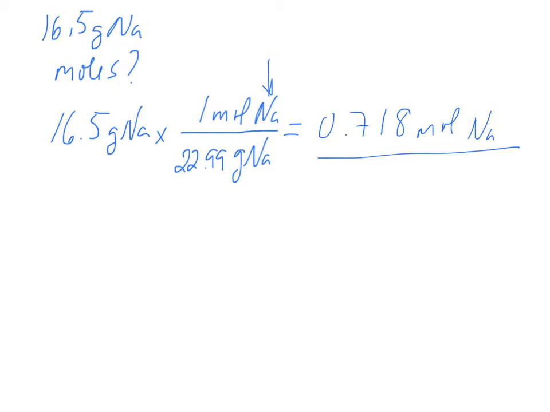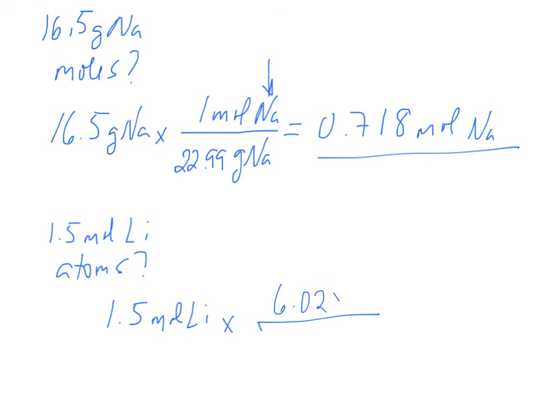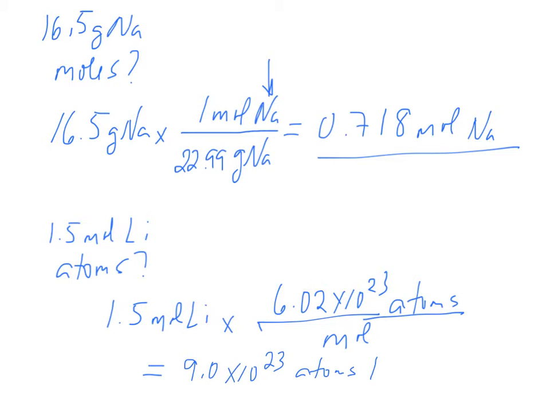So for the second problem, we are going to convert 1.5 moles of lithium into the number of atoms. This time I'm going from moles to a count of particles, so I'm going to use Avogadro's number. So I'm going to write this down, 1.5 moles of lithium, times 6.02 times 10 to the 23rd atoms per mole. And when I do this, I get 9.0 times 10 to the 23rd atoms of lithium.